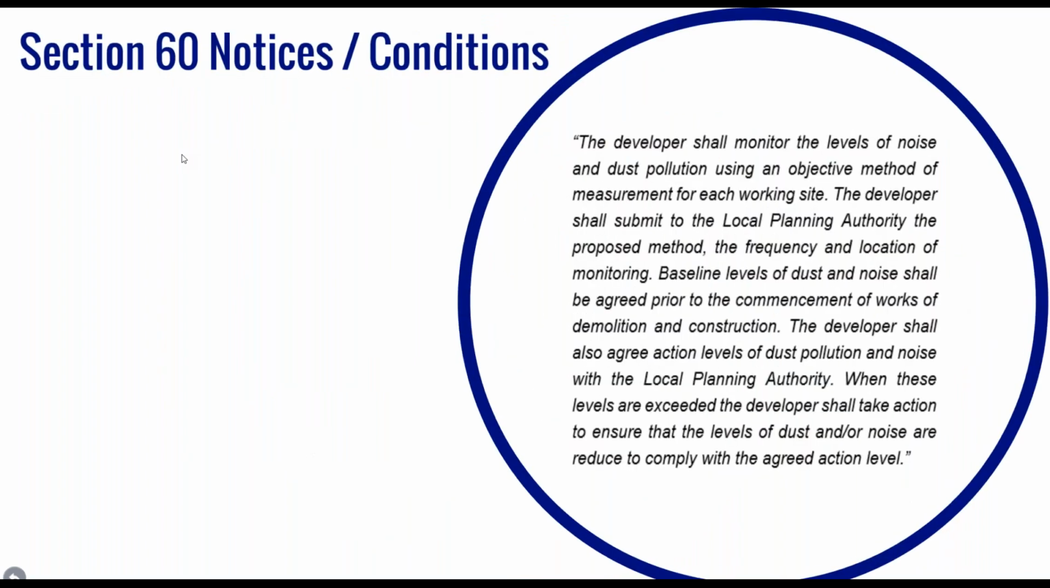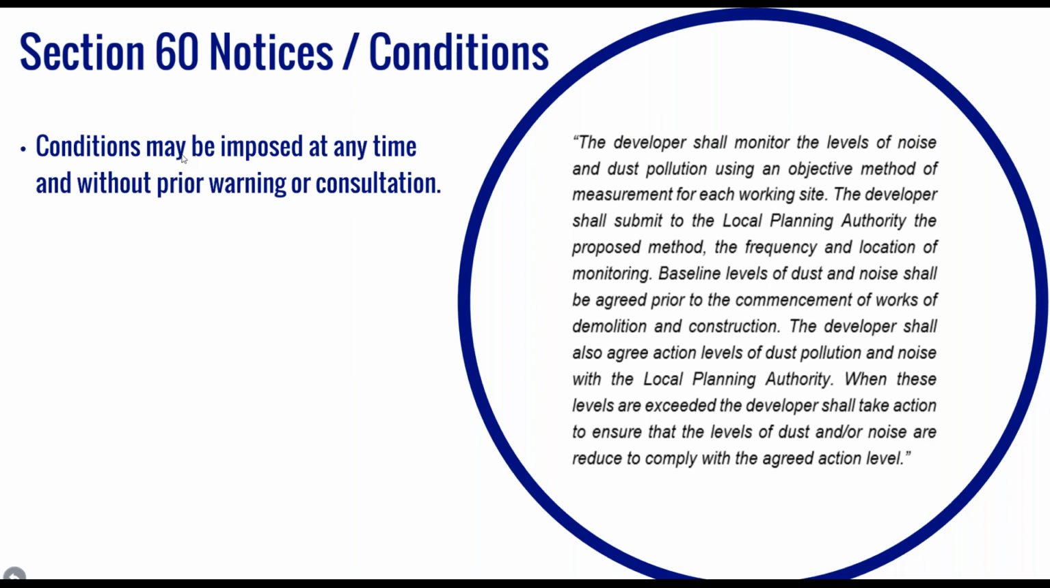So Section 60 of the Control of Pollution Act enables a local authority to serve a notice on a developer or contractor imposing restrictions on construction works. Conditions may be imposed at any time and without prior warning or consultation, although it is usual for local authorities to engage with developers prior to serving a notice.